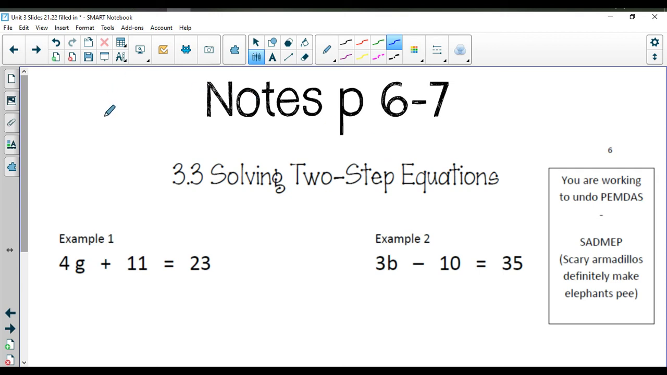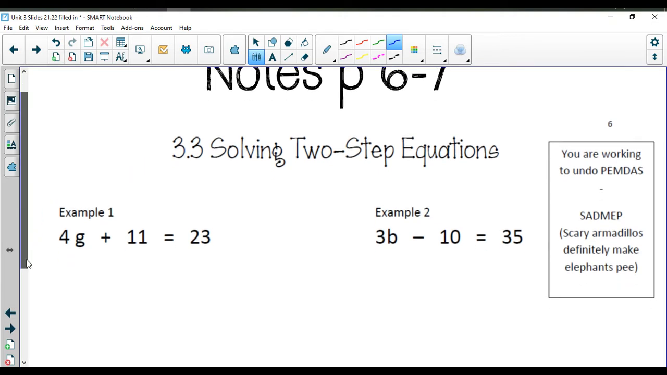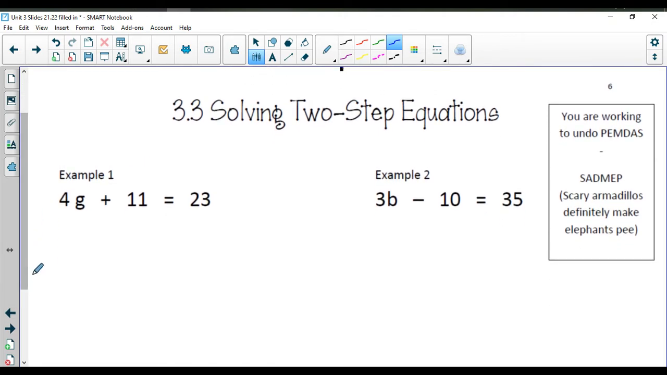Today's lesson is in your notes packet on pages 6 and 7. We're talking about lesson 3.3, solving two-step equations. This is where things are going to get a little bit more complicated, even though you can still mentally do a lot of these equations. I'm going to ask again that you are writing down all the steps and showing your work, because otherwise it's not going to end well ultimately when we keep moving through this chapter.